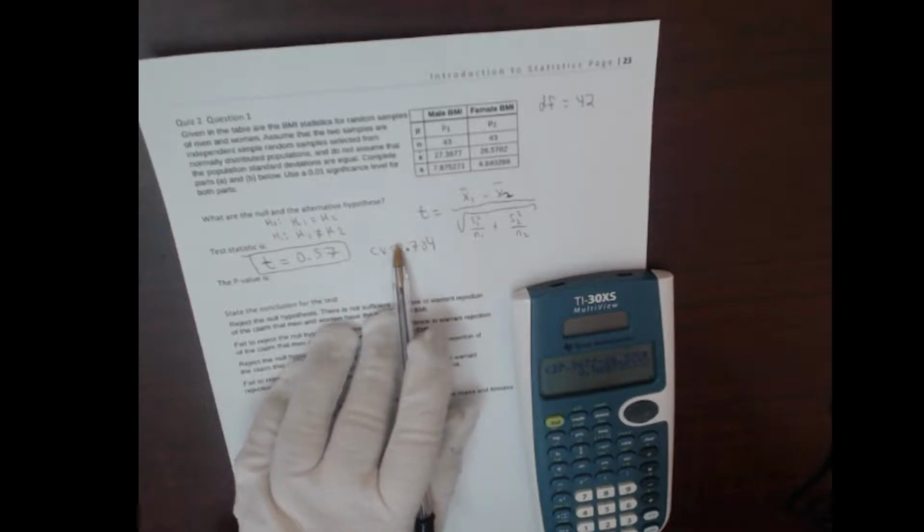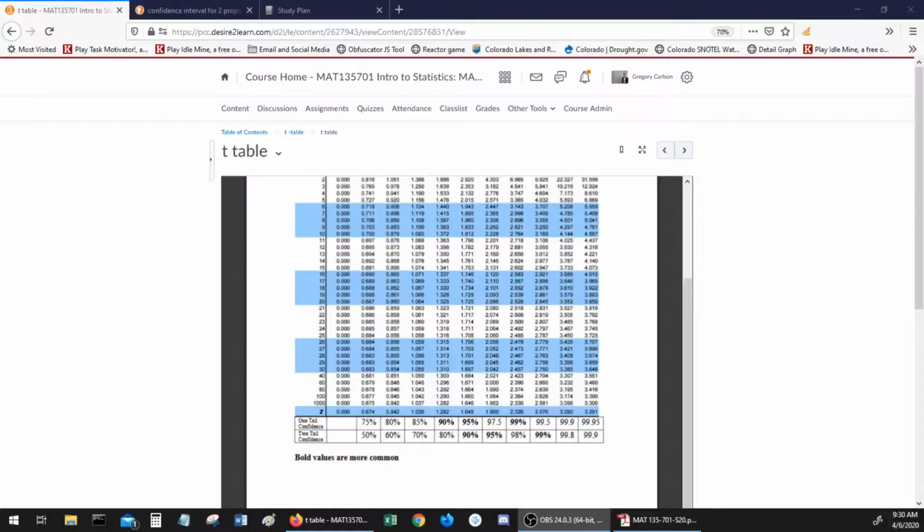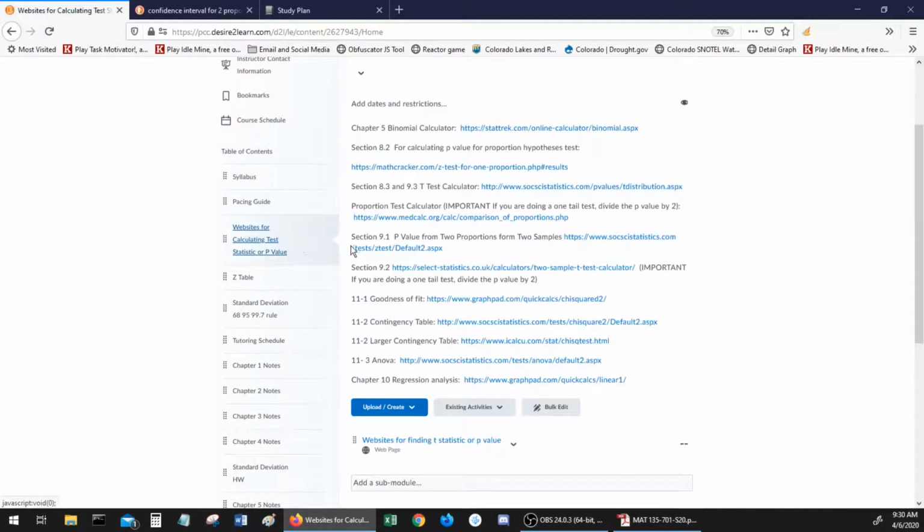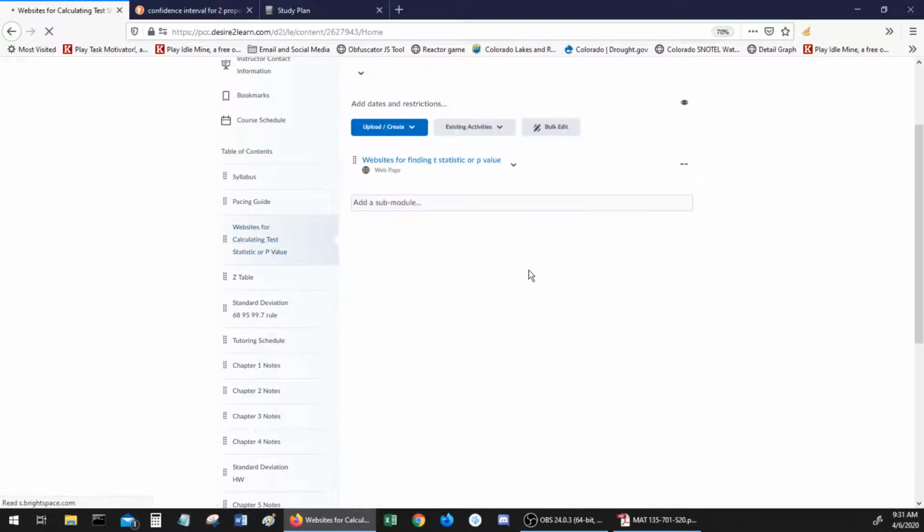So let's go ahead and look up the p-value. To do that, we'll go back to content, websites for calculating it. You see I have for section 9.2 something for finding the p-value. Notice this important note I have: if you're doing a one-tail test, we need to divide the p-value by 2. It's going to default to a two-tail test, so if you're only doing a one-tail test, you need to divide it by 2.